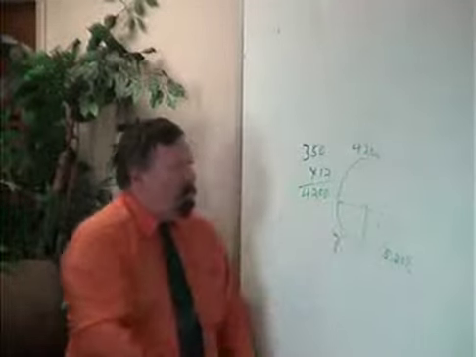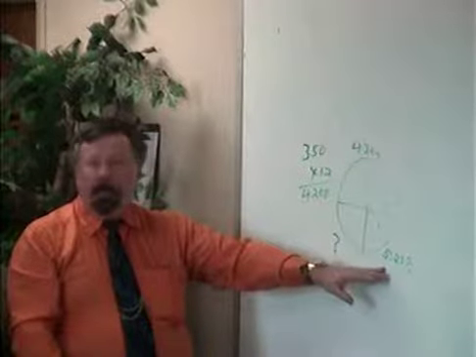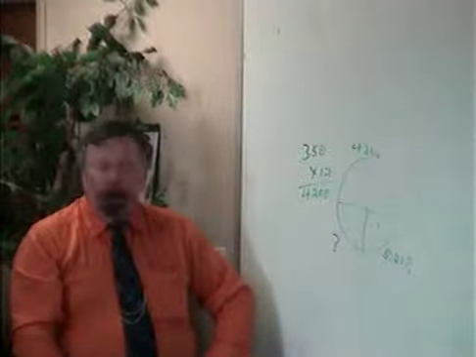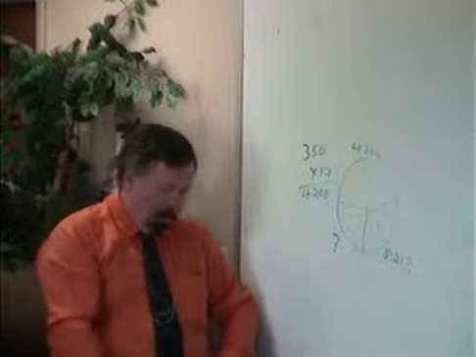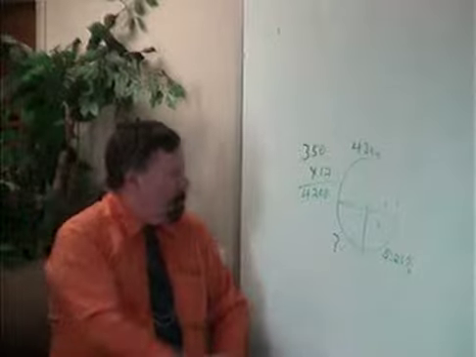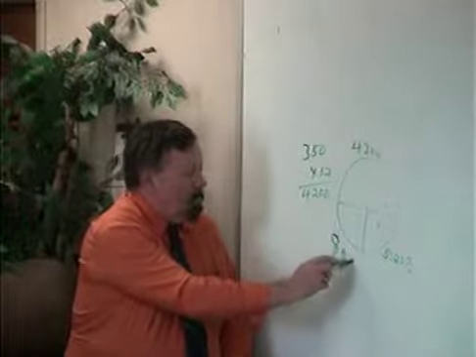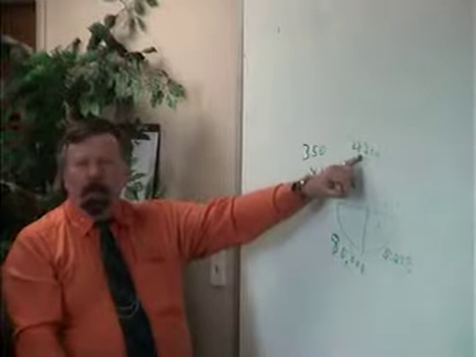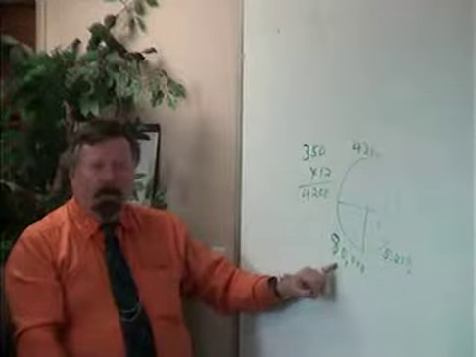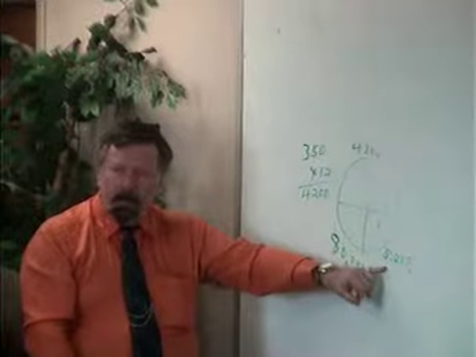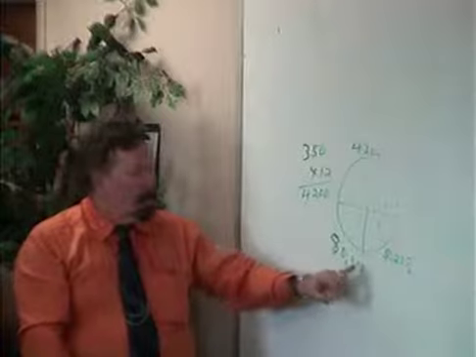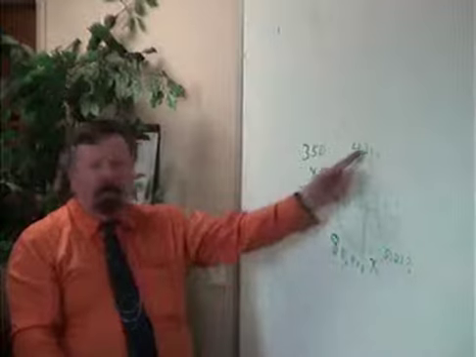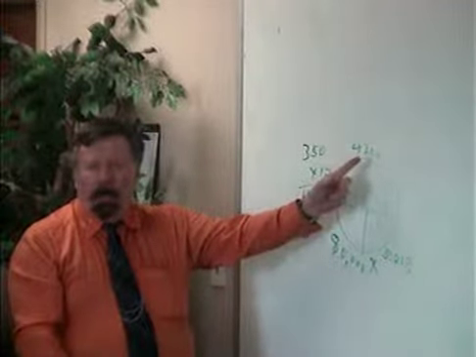Top to bottom, you divide. 4,200 divided by 5.25% is 80,000. And the answer is 80,000, right? Now, they might have said, we're paying $4,200 in interest on an $80,000 loan, what's our rate? Or they could have said we have an $80,000 loan at 5.25%. We multiply that, and that gives us how much interest we're paying per year.